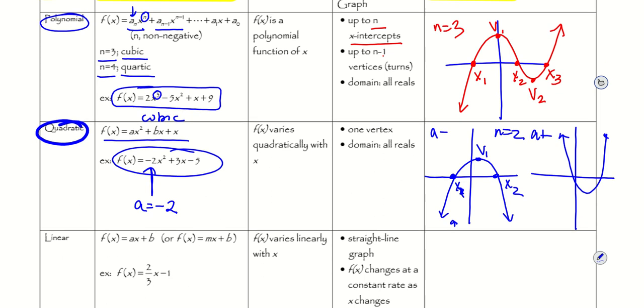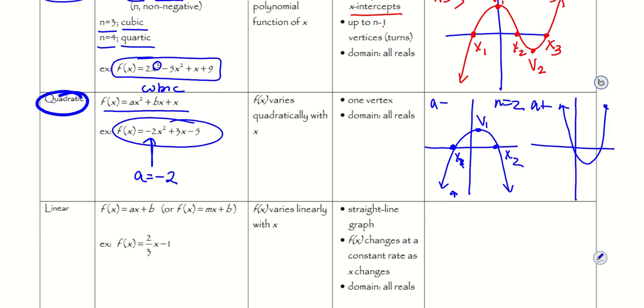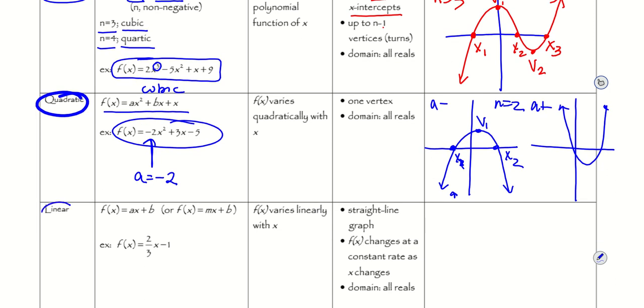And the third type of function we're going to look at really would be in the form of a polynomial function, but it is a linear function because the highest exponent we have on x is 1. The form is ax plus b. You might be more used to looking at that as y equals mx plus b, and this is an example of a linear function. F of x equals 2/3 x minus 1.